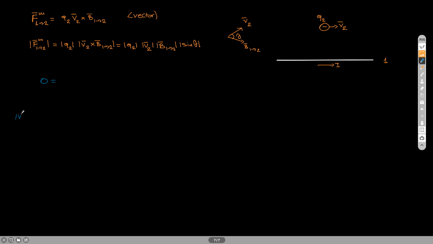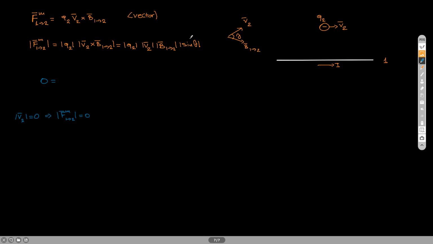If V2 is 0, then there is no magnetic force acting. That's the first case, which means if your charge here is not moving, then you have no magnetic force acting on it. If there is no magnetic field at that location, then of course there is no magnetic force. That is also trivial. I'm not going to make notes about that.